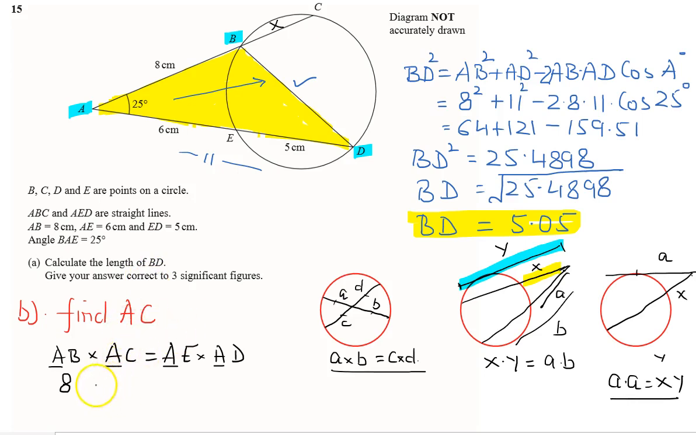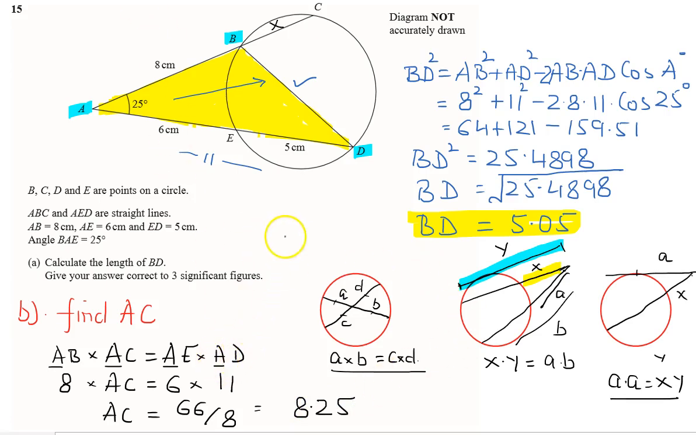We have to find AC, so we can even write this as AC only. But you can write 8 plus X also is equal to AE, which is 6, multiply AD, 6 plus 5, that is 11. So AC will be 66 divided by 8. To 3 significant figures, that is 8.25.